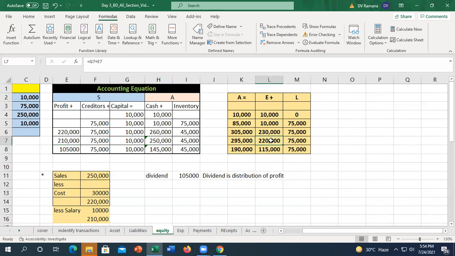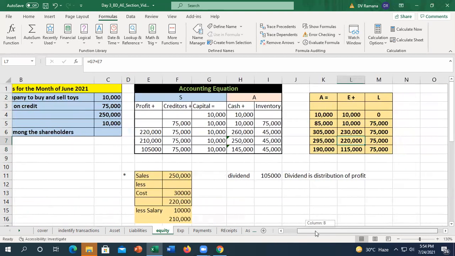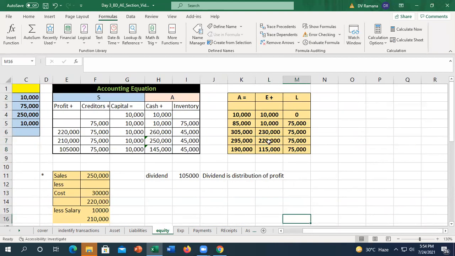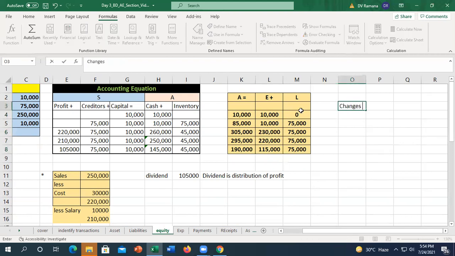What was the equity before the distribution of dividend? Before the distribution of dividend, equity was 210 plus 10, that is 220. But before even the payment of salary, it is 220 plus the capital. So we can see that equity has been changing. Equity changes. Why will equity change? Equity will change if capital changes.